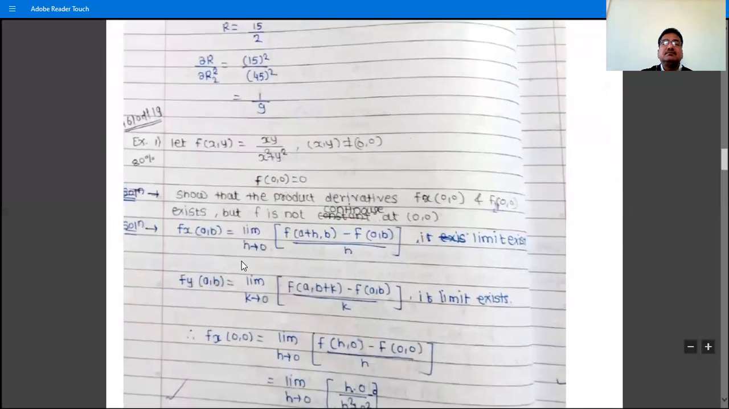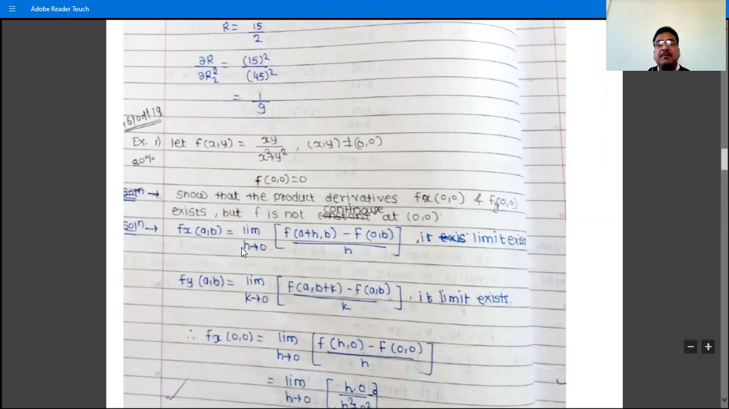Next example: if f(x, y) is xy divided by x² plus y², if (x, y) is not equal to (0, 0), and f(0, 0) is 0, show that the partial derivatives fx(0, 0) and fy(0, 0) exist, but f is not continuous at (0, 0). Already we have shown that this function is not continuous at (0, 0), because the limit as (x, y) tends to (0, 0) does not exist, because the limit along the path y = mx depends on m. So first find the partial derivatives fx(0, 0).